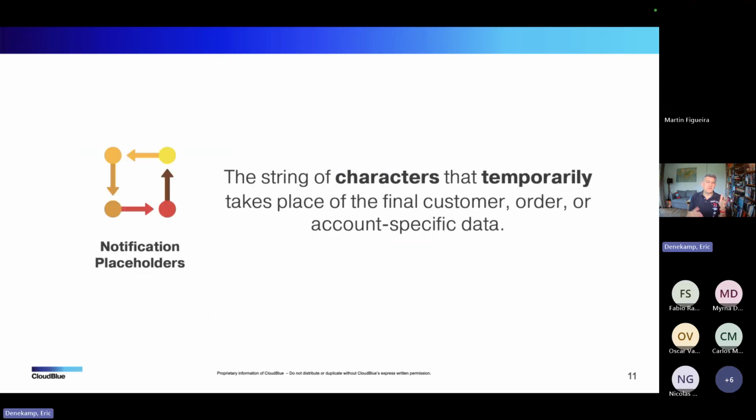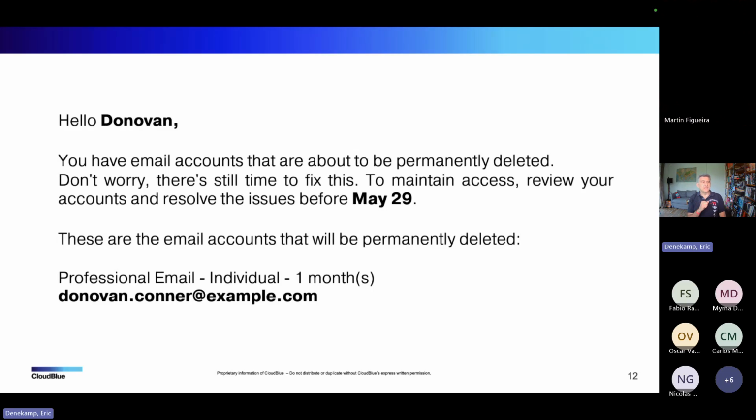Then we have that placeholder. And what is a placeholder? It's a temporary thing that I put in there that will eventually be replaced with the actual data from the database. Customer specific, order specific, account specific. We call those placeholders. And placeholders look something like this. Let's say this is an email that I want to send out, but here you see it's very specific for Donovan with the date May 29 and a specific email address. Of course, if we want to send this out to Donovan, we can do this.